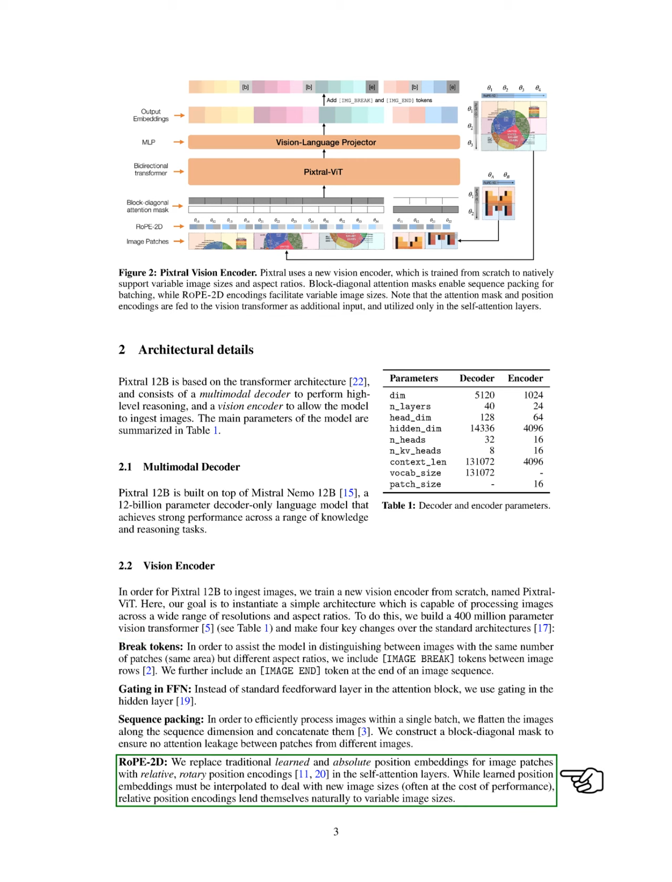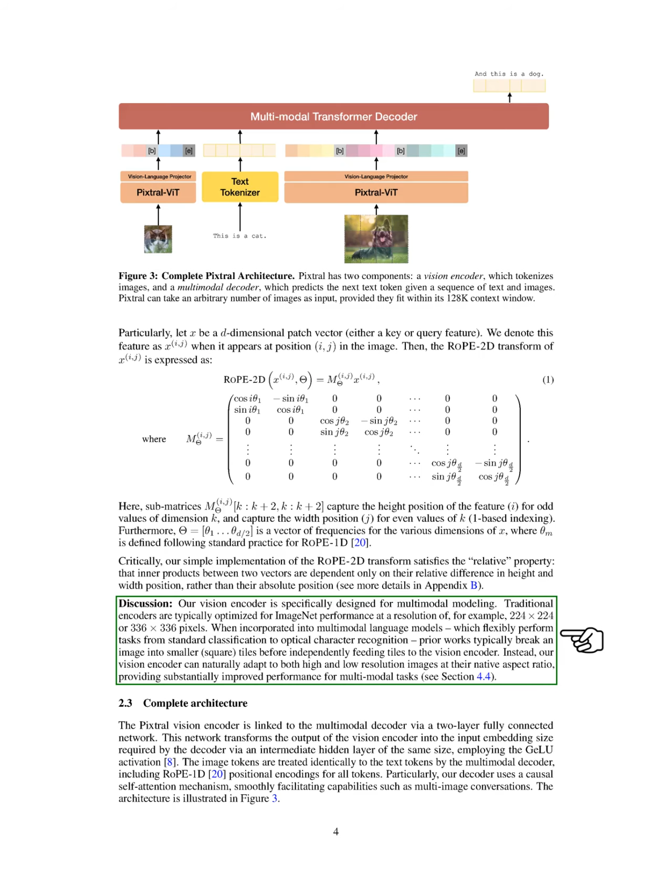4. Rotary position encoding, RoPE-2D. We replaced traditional position embeddings with relative rotary position encodings in the self-attention layers. This allows the model to adapt to various image sizes without performance loss, as it focuses on the relative positions of features rather than their absolute locations. Our vision encoder is tailored for multimodal modeling, unlike traditional encoders that are optimized for specific resolutions. This flexibility allows our encoder to handle both high and low resolution images effectively, enhancing performance in multimodal tasks.